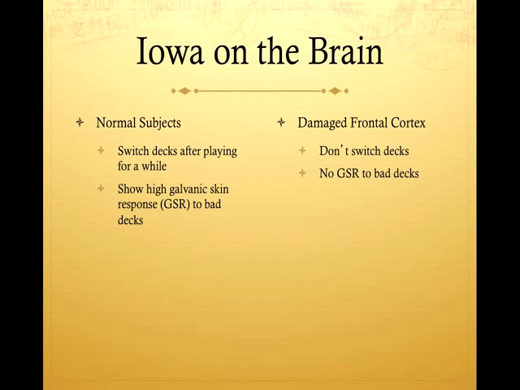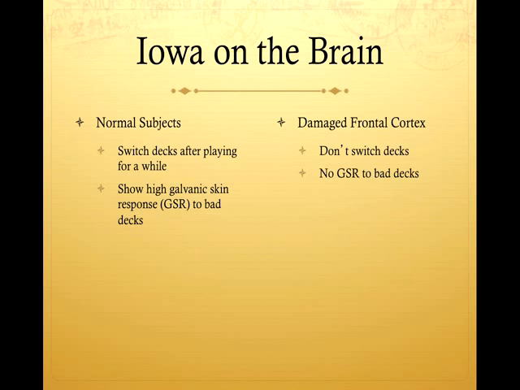Okay. And what they do is they hook you up to these little hand pieces that measure how much your skin sweats. It's called galvanic skin response, or GSR. And if you look at what happens when people pick bad decks, they actually start sweating more. So it's sort of a nervousness thing. And that happens before they can tell you that the deck is bad. So your brain figures it out first, and then later it sort of cues you in.